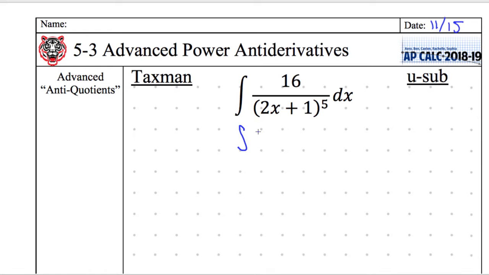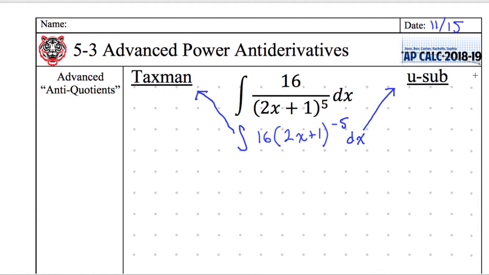I agree with all of these things. 16 times 2x plus 1, all that to the power of what? Negative 5. Don't forget your dx. Cool. So this is the thing that we're going to be using for Taxman and U substitution. So let's just draw arrows. That is our starting problem now. So that's the trick. Let's see how that trick works.